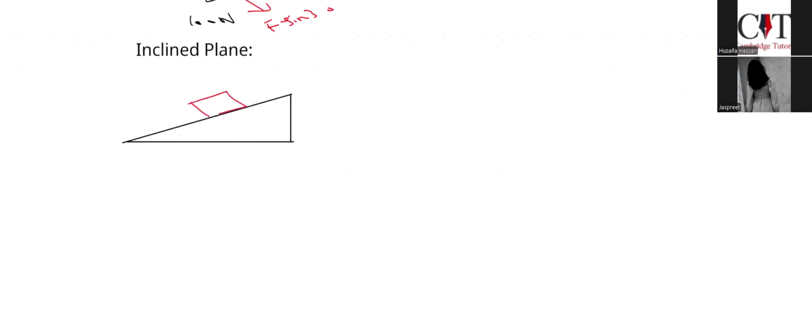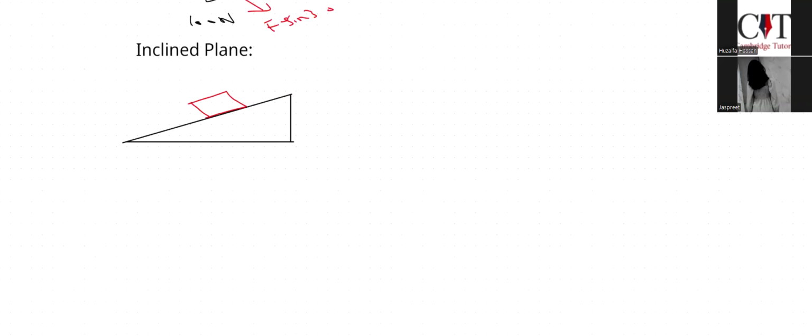This is an object traveling on the inclined plane. So first, see what are the forces acting on this object. First, there would be a normal contact force. Why? Because whenever an object is in contact with any surface, it will always produce a normal contact force.